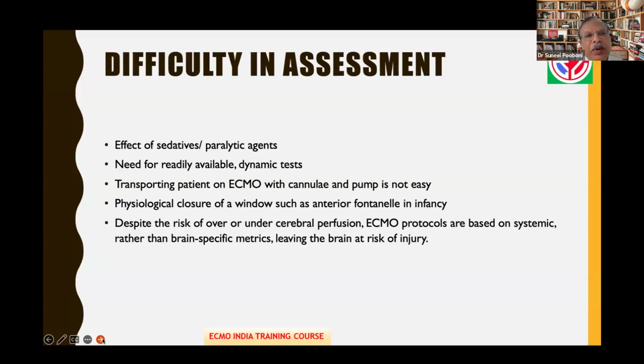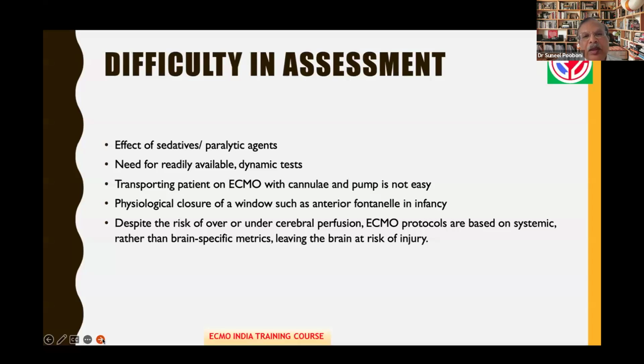The difficulty in assessment is because of the effect of sedatives and paralytic agents. There is a need for readily available dynamic tests, but these tests may not be available in all ICUs.